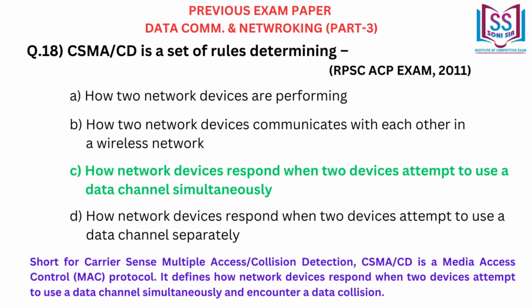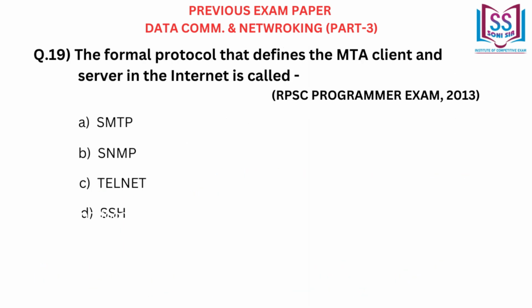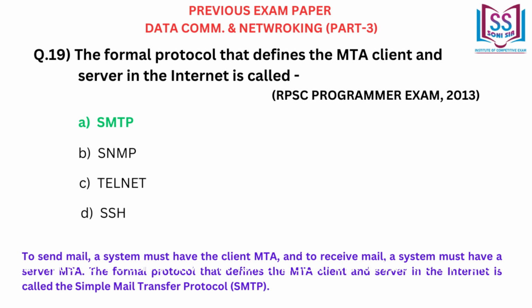Short for Carrier Sense Multiple Access Collision Detection, CSMACD is a Media Access Control (MAC) protocol. It defines how network devices respond when two devices attempt to use a data channel simultaneously and encounter a data collision. The formal protocol that defines the MTA client and server in the Internet is called A. SMTP, B. SNMP, C. Telnet, D. SSH. Correct answer A. SMTP.